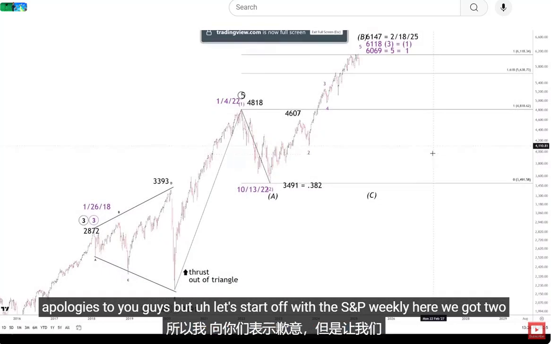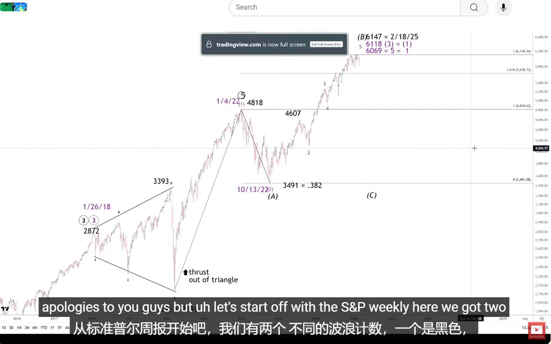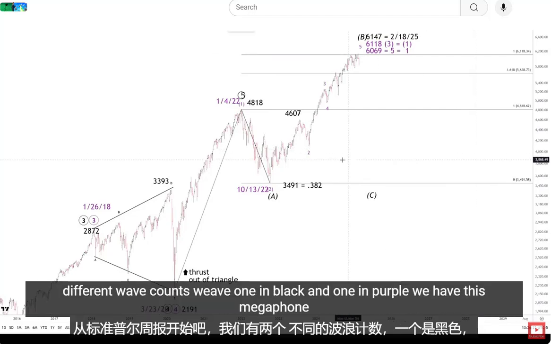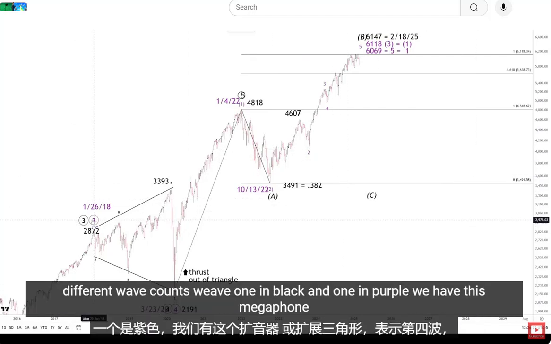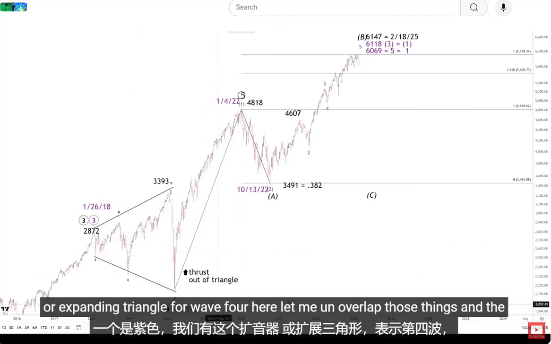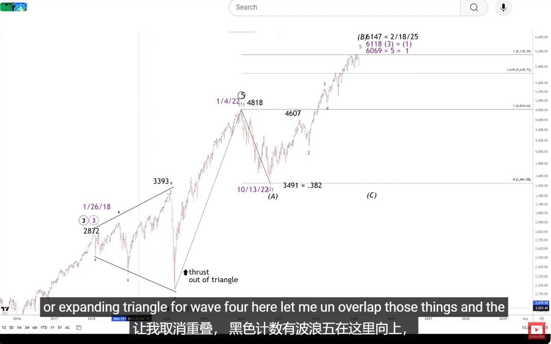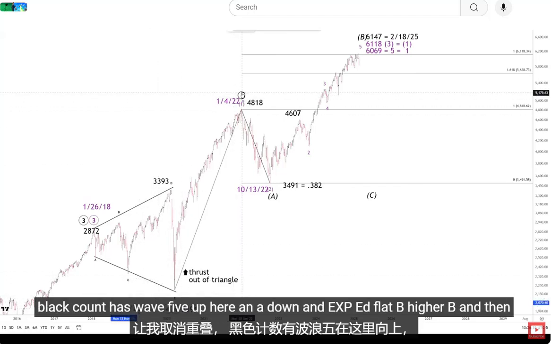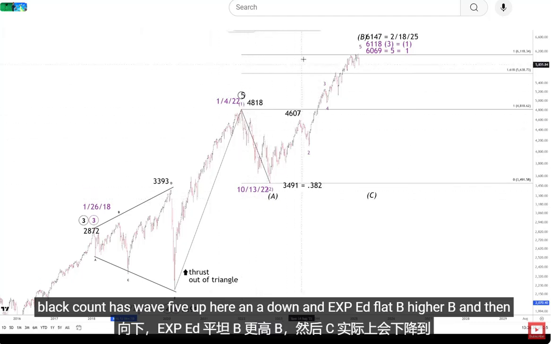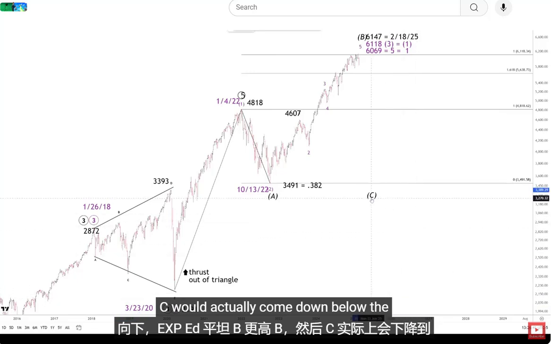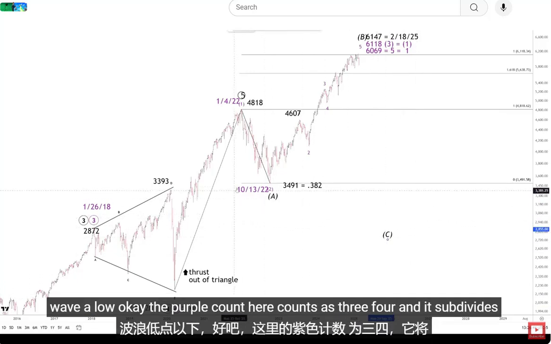But let's start off with the S&P weekly here. We got two different wave counts. We have one in black and one in purple. We have this megaphone or expanding triangle for wave 4 here. Let me unoverlap those things. The black count has wave 5 up here, an A down, an expanded flat B, higher B, and then C would actually come down below the wave A low.